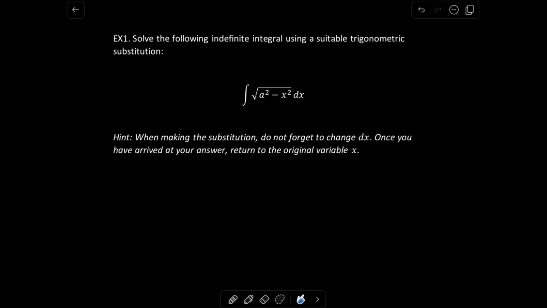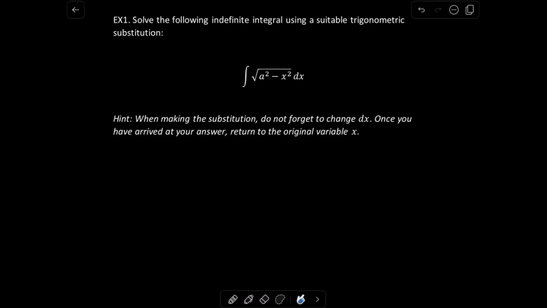Okay, let's do this. So I gave you a hint for this one. When making the substitution, do not forget to change dx. All right, so you're going to transform this dx into something involving your new substitution variable. In this case, it'll be theta. I'll show you how. And also remember that once you arrive at your final answer, you need to return to the original variable x because that's what the question was in terms of x, not whatever variable you introduced. So let's go for this example.